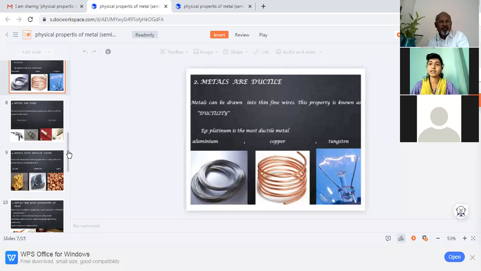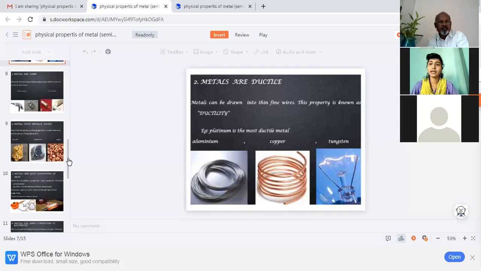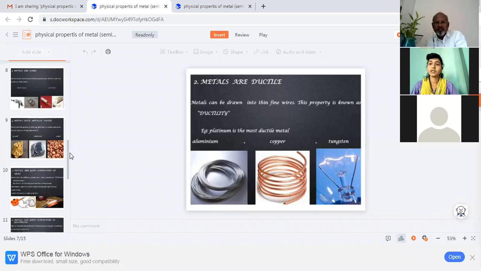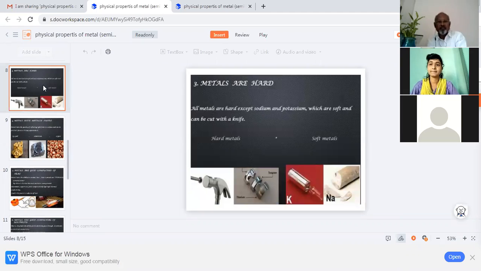Second property, metals are ductile. Metals can be drawn into thin, fine wire. This property is known as ductility. Example, platinum is the most ductile metal. Other examples: aluminum, copper, tungsten. Third, next, third, metals are hard.